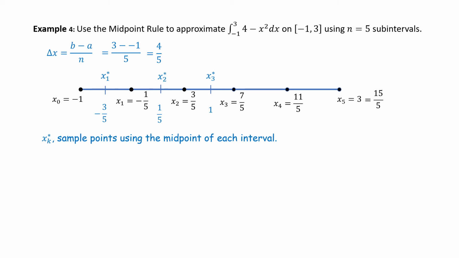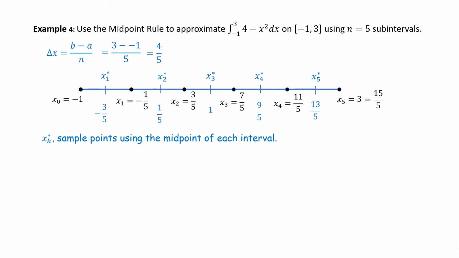Continue. Between x sub 3 and x sub 4, the sample point we would mark as x sub 4 asterisk, and that midpoint is 9/5. And finally, the last sample point between x sub 4 and x sub 5, that would be x sub 5 asterisk. The midpoint there is 13/5.